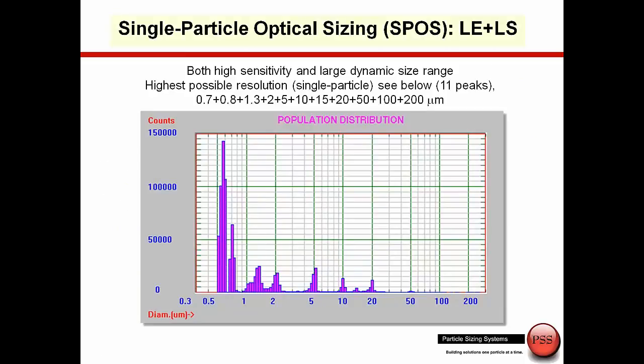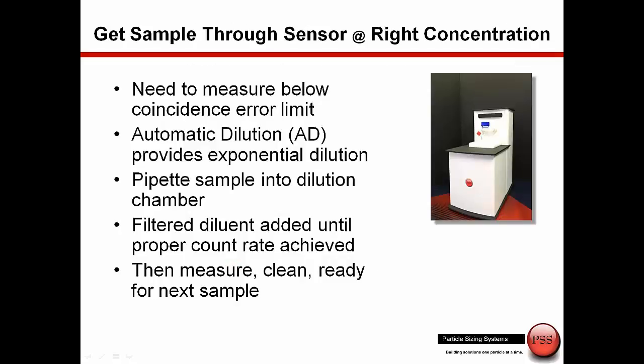This result graphically demonstrates the wide dynamic range of the LE400 sensor. We actually can see 11 peaks here measuring from 0.7 up to 200 microns, which is a very unique capability of the AccuSizer AD. Now, in order to make the measurement, we need to get the sample through the sensor at the proper concentration below the coincidence limit.